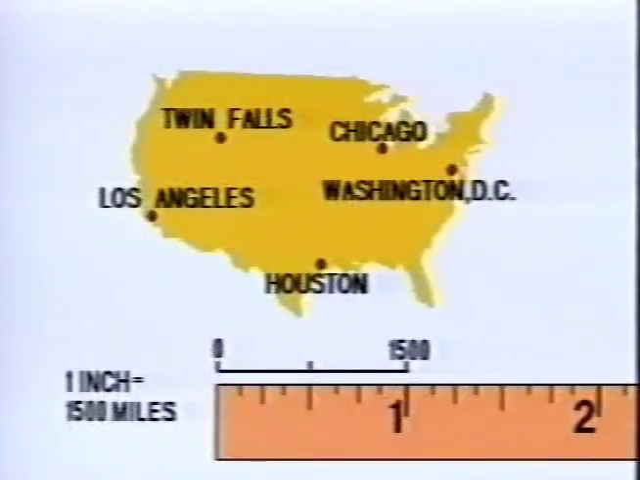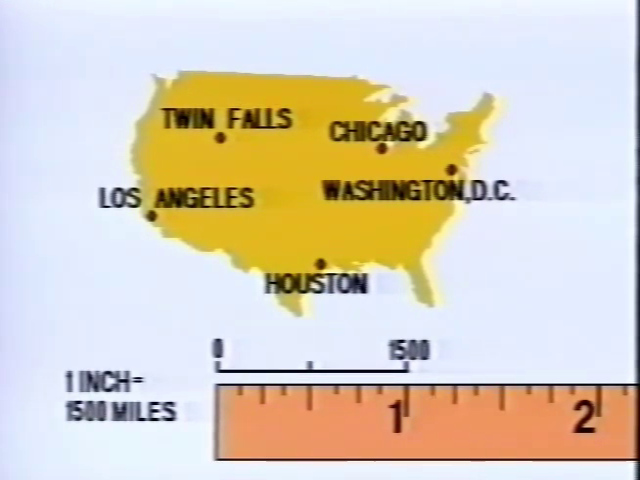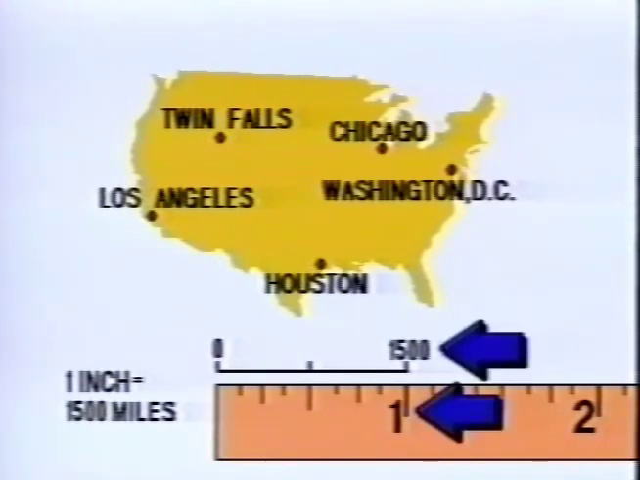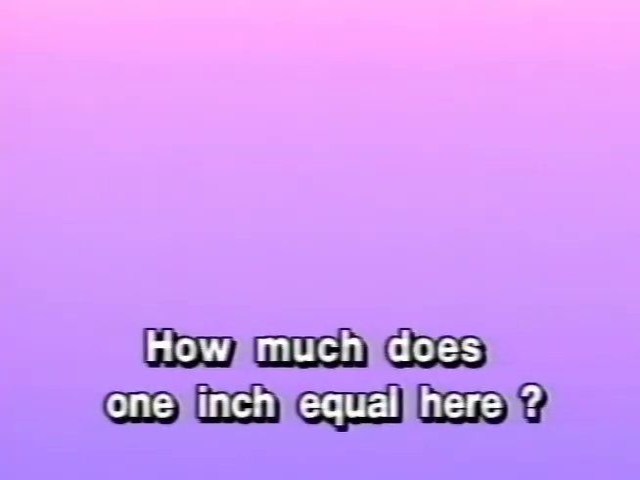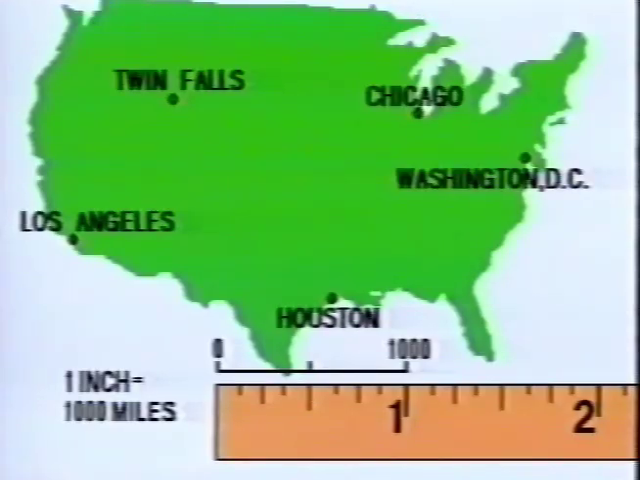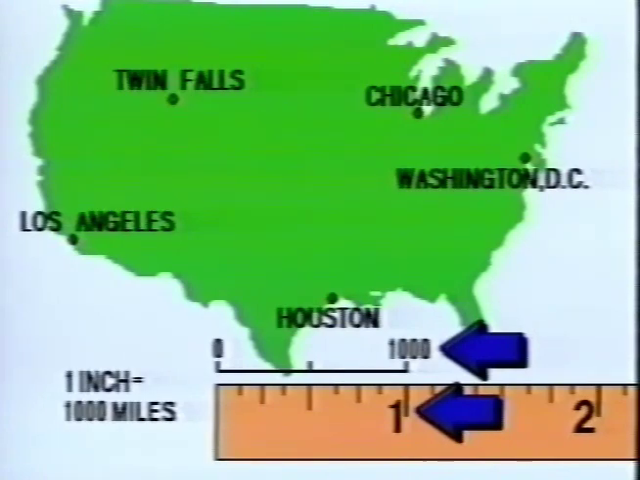Now, here's another slightly larger map of the U.S. According to the scale on this map, 1 inch equals 1,500 miles. And here's a still larger map of the U.S. According to the scale, how much does 1 inch equal here? According to the scale on this map, 1 inch stands for 1,000 miles. As we can see here, 1 inch represents a greater distance on a small map than on a larger map.